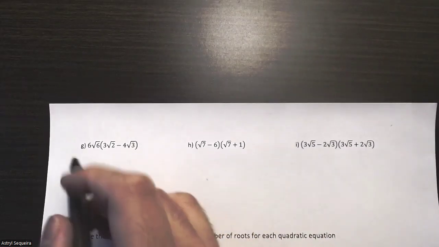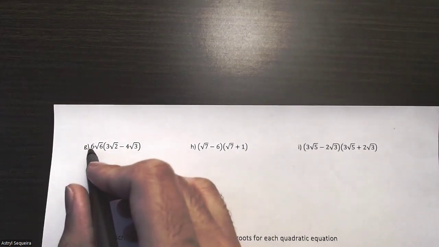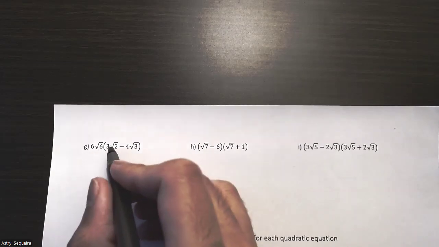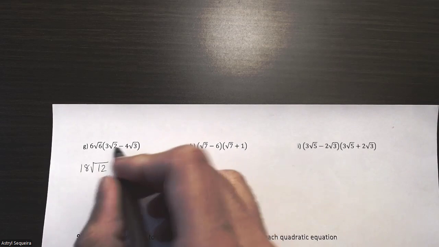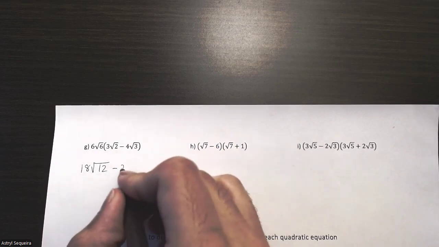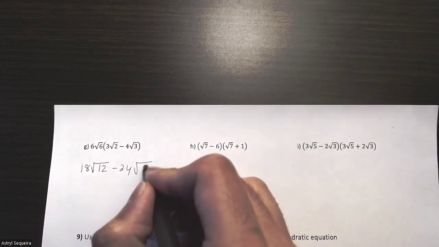Some more square root questions. So let's start with G over here. I'm going to multiply these. So I have 6 times 3 is 18. Root 6 times root 2 is root 12. 6 times negative 4, negative 24. 6 times 3, so that's root 18.